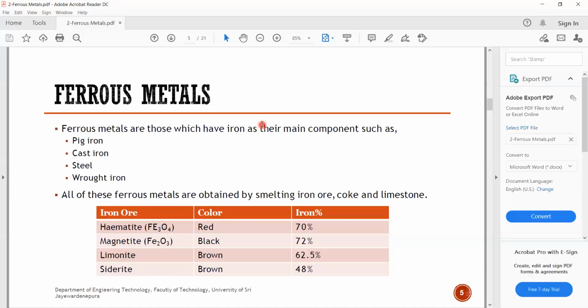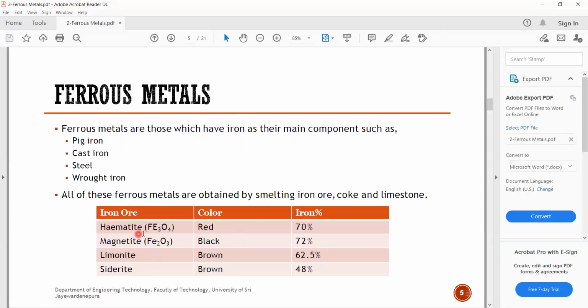So another question: what's the difference between ferrous metals and non-ferrous metals, or how can you differentiate ferrous metal and non-ferrous metal? That's one question, right? Another question can be: just list down the four iron ores. Then you have to write them down: hematite, magnetite, limonite, siderite, right?